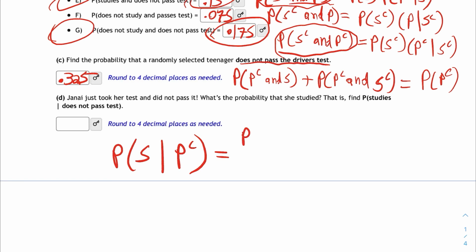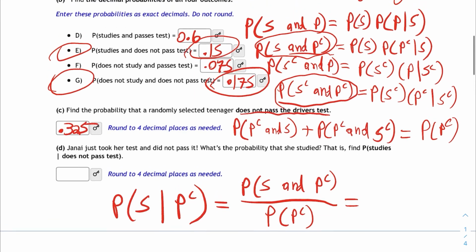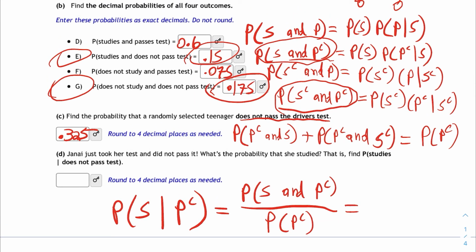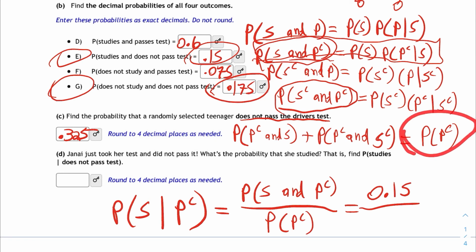because this is just the probability of studying and not passing divided by the probability of not passing, and we have all this information. For instance, the probability of studying and not passing, well, here it is right here. So this is the probability of studying and not passing the test, 0.15. And we also have the probability of not passing the test, which is the answer we just found, 0.325.